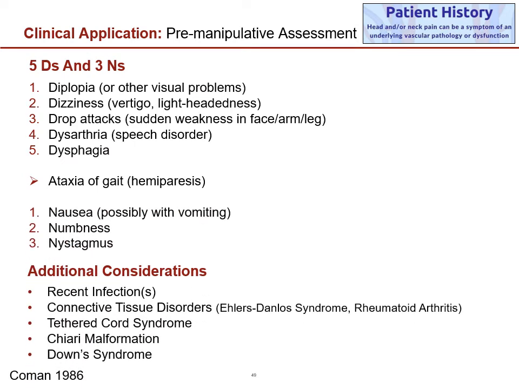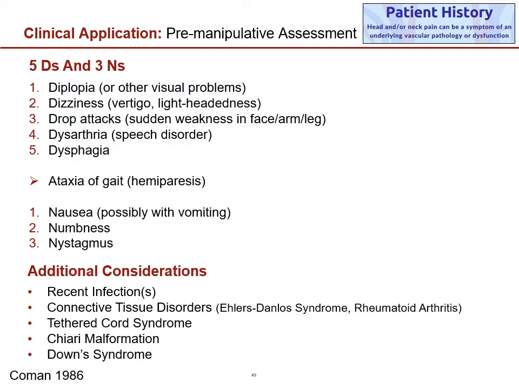And then the N's are going to be your nausea, your possible vomiting, your numbness, and your nystagmus. So if you have a comprehensive medical review, they fill out the intake form, and you ask your D's and N's, you're capturing almost all of the conditions that otherwise would give you information as to whether this person was at increased risk of having a vascular event with your cervical spine mobilization and or manipulation.